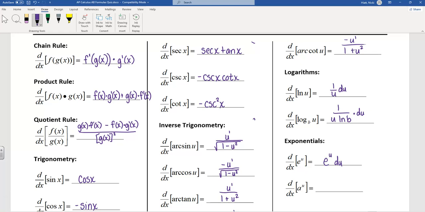And then if it has a base other than e, so like if you have an a, it's still going to be a to the u times du, but you have to multiply it by the natural log of a. So if you have a base different than e, which doesn't happen very often but does happen, you have to multiply it by the natural log of that base, which kind of happens both here and here. All right, so we're going to stop here.